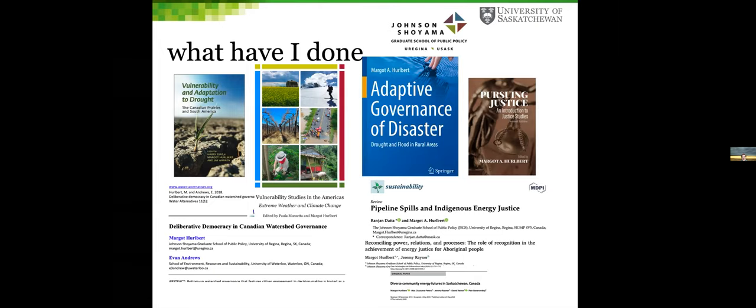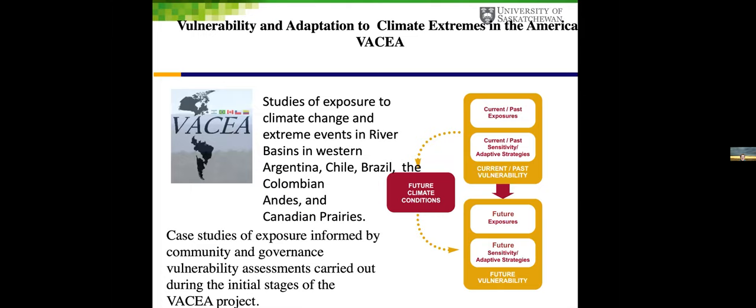My background, though, is in law. So I've done a lot in environmental justice, and that's where I get into Indigenous energy justice. You see on the bottom right, some reconciling power relations and processes, as well as some deliberative democracy and watershed governance, but also achieving net zero emissions by 2050. Personal passion of mine. So VASEA, with Barry Bonsal and Elaine Wheaton, was one of the projects that I'll just mention that brings together natural and social sciences, integrating it for policy impact into the future.